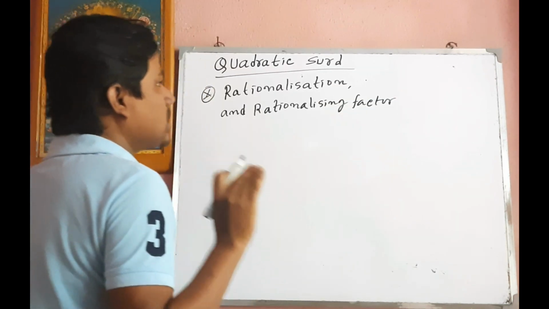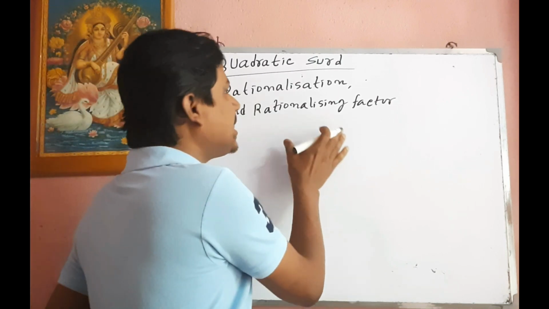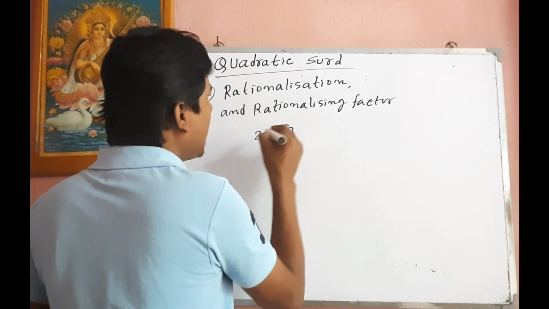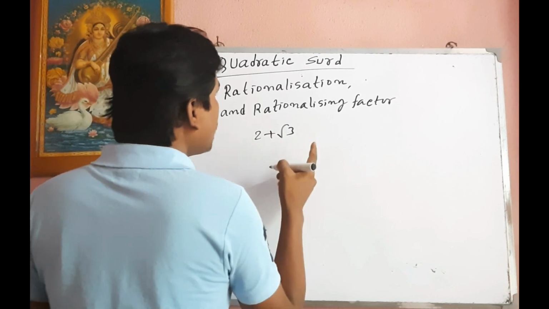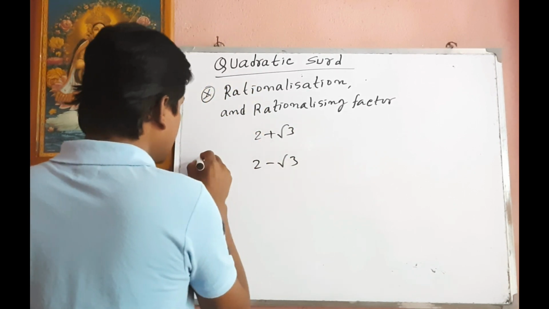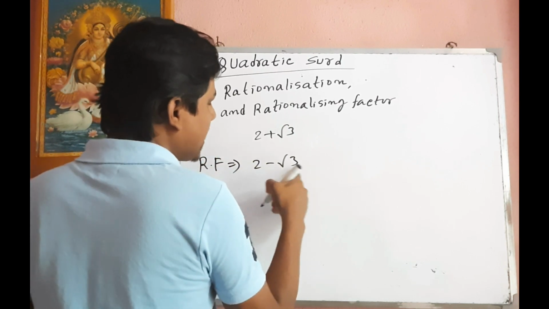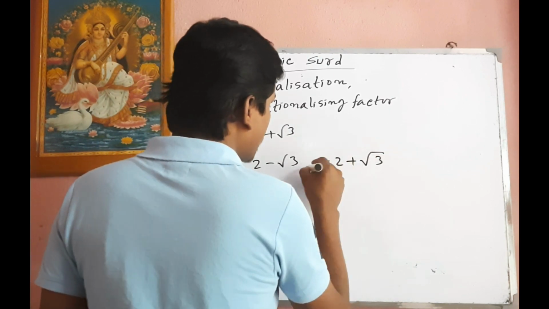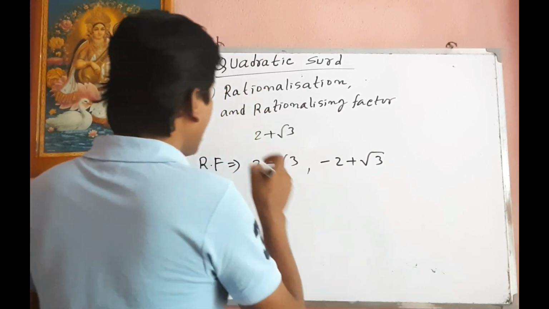Now we are discussing the rationalization and rationalizing factor. We are discussing this with an example. Suppose 2 plus root 3 is a mixed surd, then the rationalizing factor will be 2 minus root 3, or minus 2 plus root 3. So we are finding two rationalizing factors.